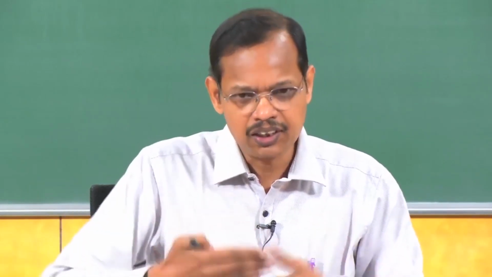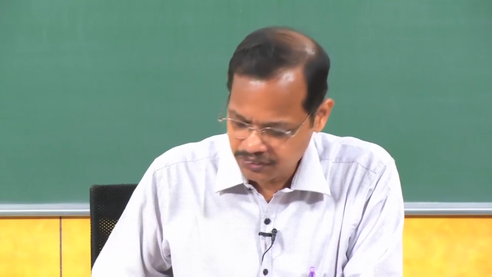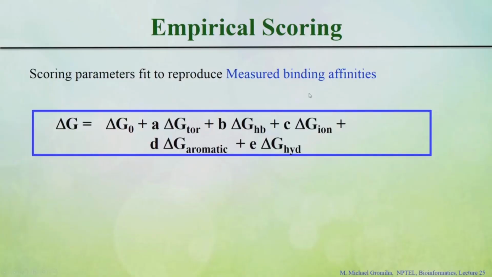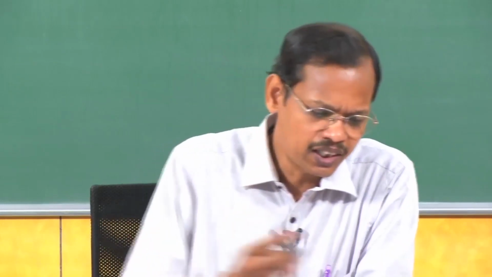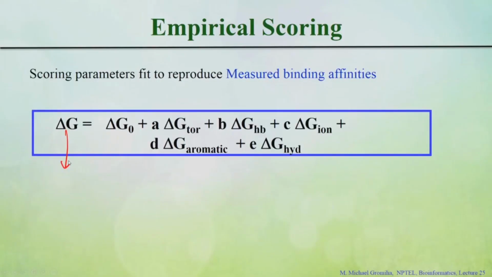So, likewise you can do the scoring based on the shape or the chemical complementarity scores. And the second one is the empirical scoring. How will the empirical scoring work? In this case, we take the binding affinity of known ligands. For example, if we have 100 ligands with this specific target, we know the binding affinity, which is experimentally known.